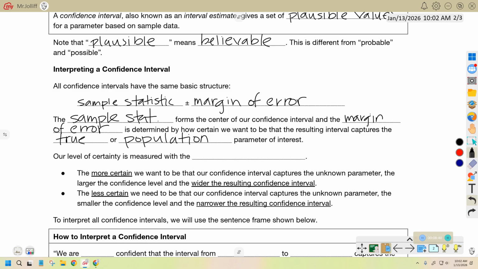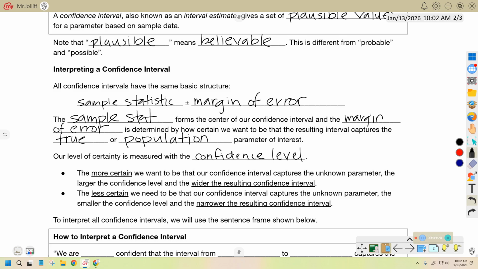It's the actual value looking at everybody in the population. Okay. Our level of certainty is measured with something called a confidence level. Because statisticians are very creative with their naming. So the confidence level is how certain I want to be that my interval is going to capture the actual value I'm trying to estimate.